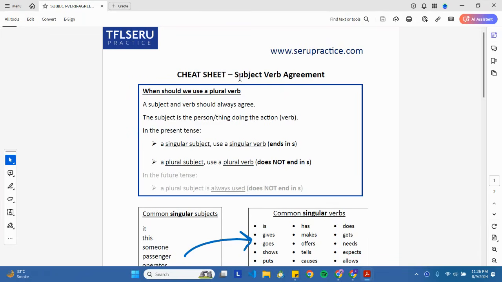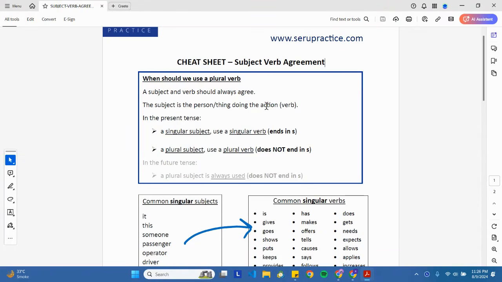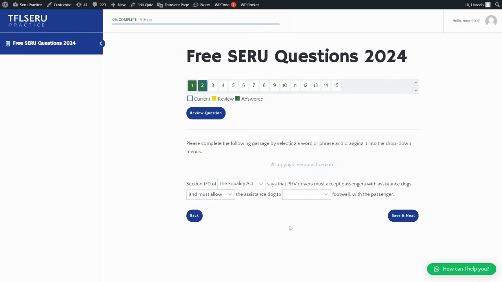You can also watch the video related to subject verb agreement and solve some exercises on our website to get a clear idea that when we have a plural subject, we use a plural verb, because the subject and verb should always be in agreement. And when we have a singular subject, we should also use a singular verb. A singular verb always ends with the letter S. So as here we have the subject being plural, we cannot use the verb ending with the letter S.